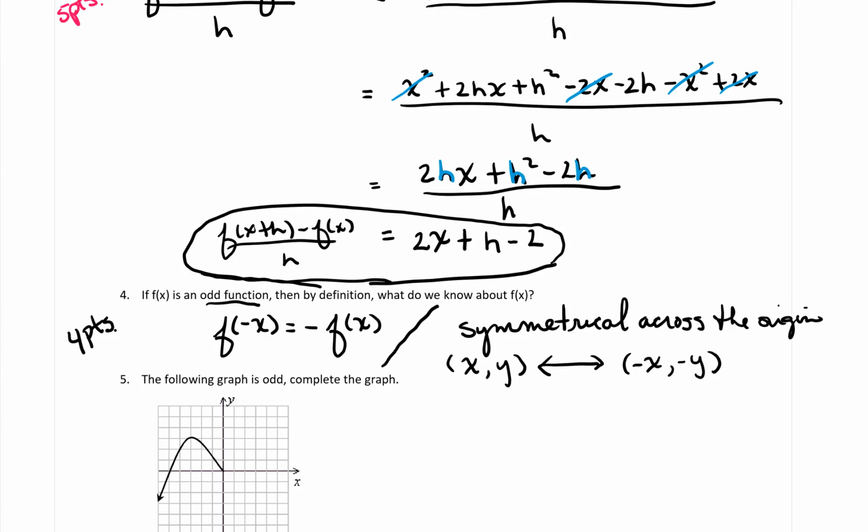The following graph is odd. Complete the graph. Okay, so let's find some values, knowing what I just said: if x, y is a point, then we also know negative x, negative y is a point. So let's locate a point on the graph. 1, 2, 3, 4. So this is a point at negative 5, 0. If I change the signs on both of my x and y values, I just get back 5, 0.